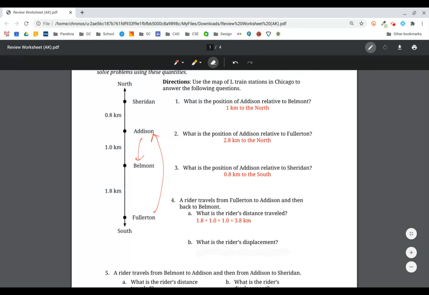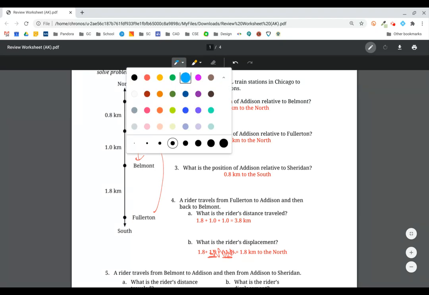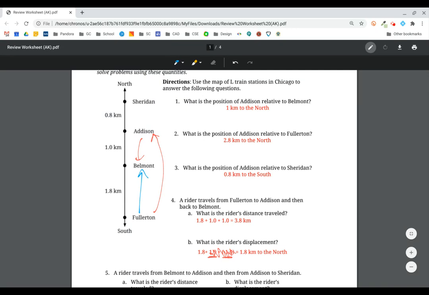But the displacement only takes into account their final position and their initial position. And so we can look at their trip up to Addison and back down to Belmont. Since one is north and one is south, then one is positive and one is negative when we are calculating this displacement. And so really they cancel one another out, and the displacement is just the change in position from where they started to where they ended, which is like from Fullerton to Belmont, as if they had never gone to Addison.